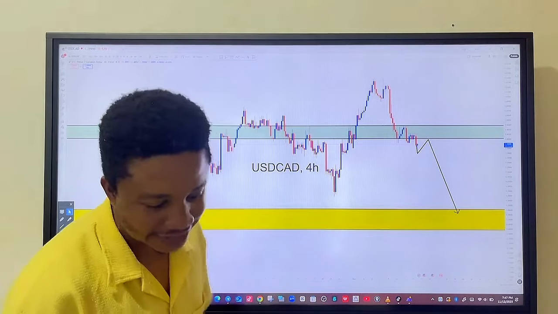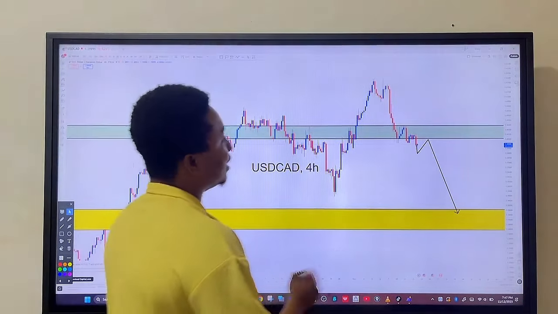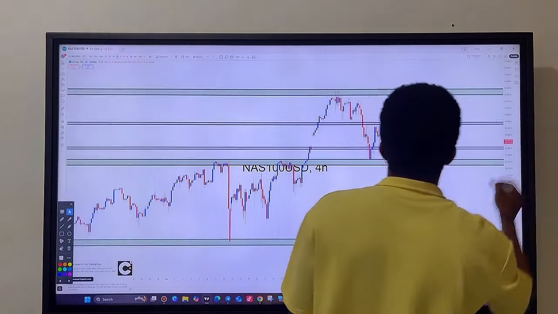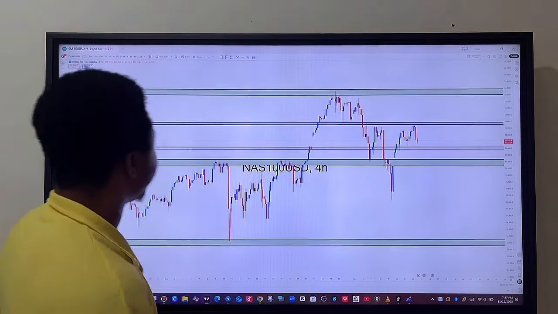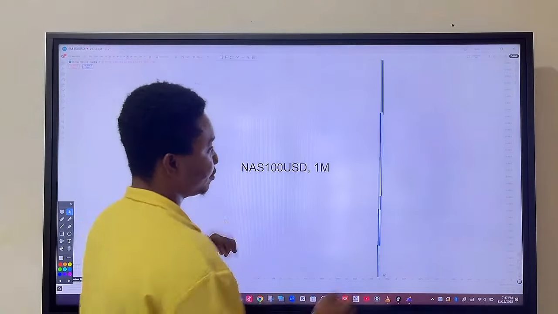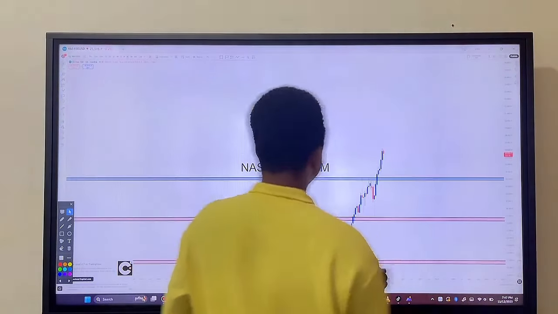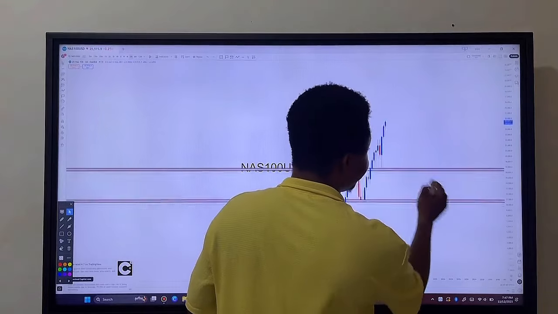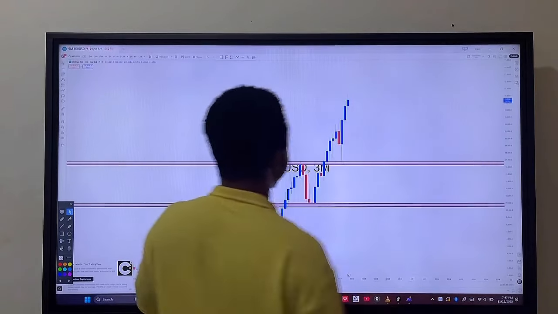It's saying NAS 100. Let's go to NAS 100. So NAS 100, what exactly is going on? Let's take it to the monthly time frame, or the 3 months instead. Alright, so this is the 3 months time frame of NAS 100. NAS 100 on the 3 months time frame, let's break it down.